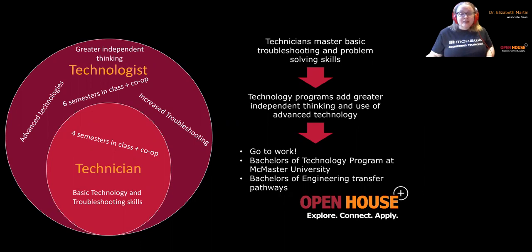A technician pathway is going to focus on basic troubleshooting. It's going to have 4 semesters of class time plus a co-op opportunity. Now, in contrast, if you look at a technologist pathway, that's going to be a little bit longer with 6 semesters in class and a co-op opportunity. So what you see here is that when you get to the technologist diploma, it's a little bit more advanced. You're going to go deeper on the critical thinking, and you're going to start thinking about how you can apply this to new problem solving.